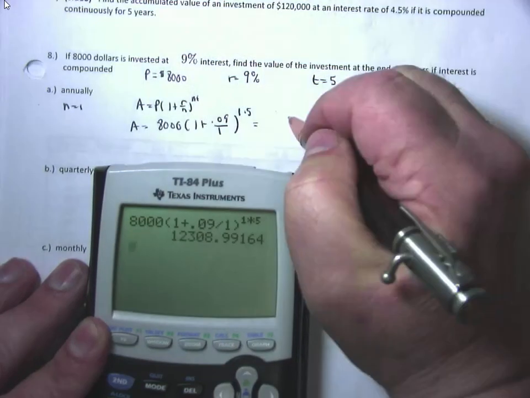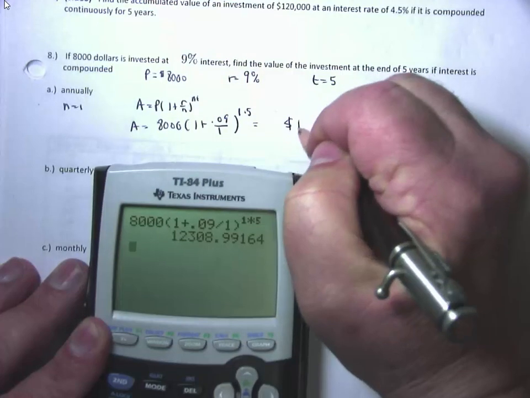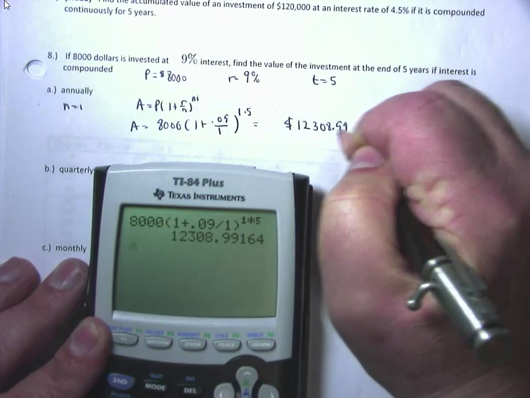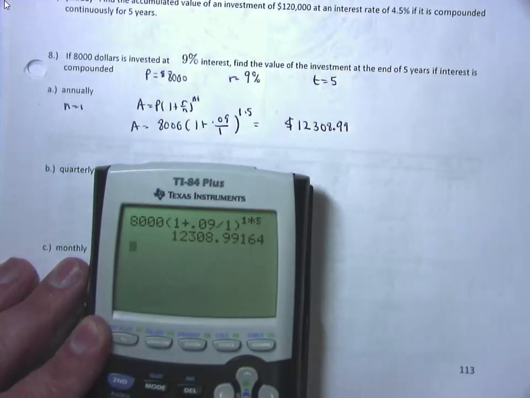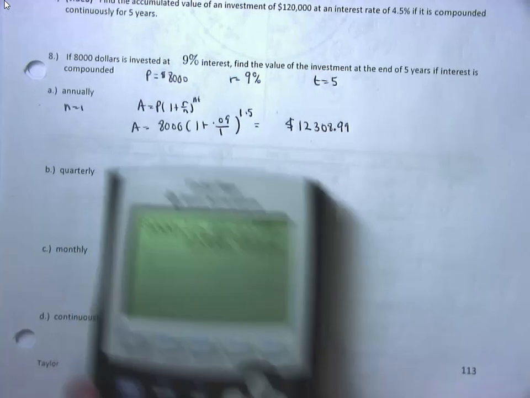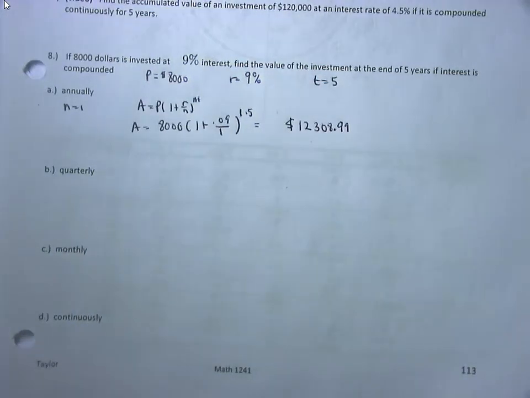And I end up getting, at the end of 5 years, $12,308.99. We'll round to the penny when we're actually dealing with money. Does that make sense? But now, I want you to see the difference if we use the same information and we now compound quarterly and what it does to my money.